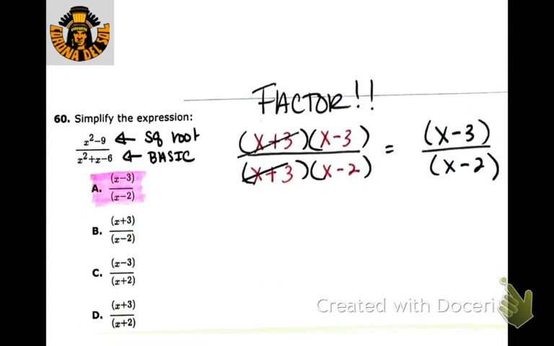And then same thing on this one. You want to factor it first and then look for some common factors. So this is a difference of two squares. So x plus 3 times x minus 3.